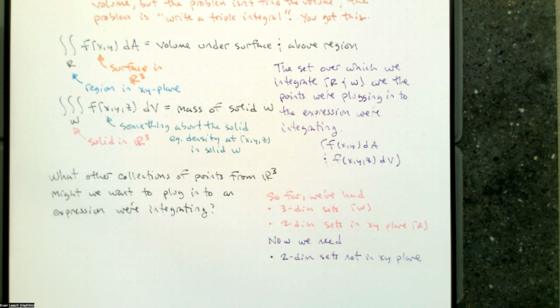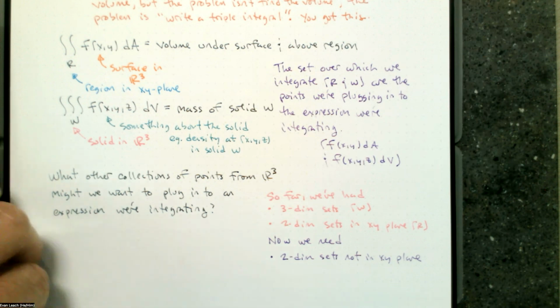What if we wanted to integrate over some surface? That's one thing that we might want to do. Instead of plugging in a bunch of x, y into the function, what if that surface was the set of things that we want to plug in? We want to plug in the surface, not just a bunch of x, y from the surface. And what if we want to plug in a one-dimensional set of points?